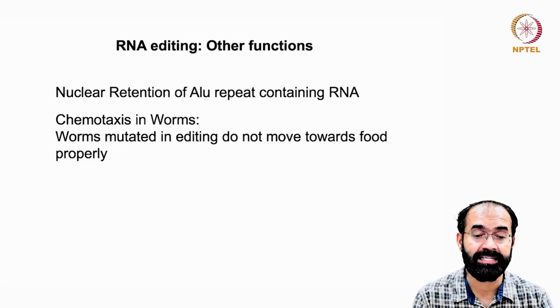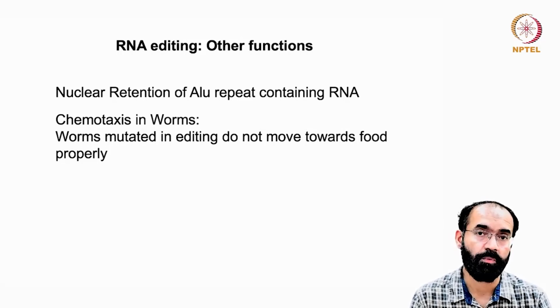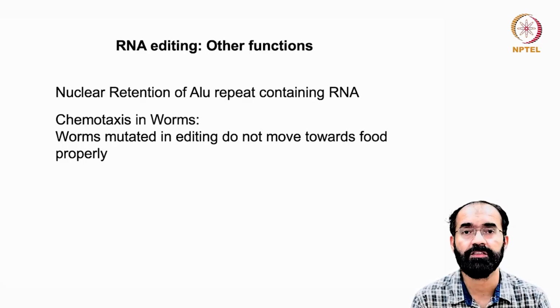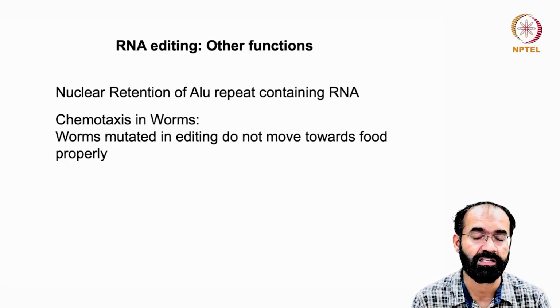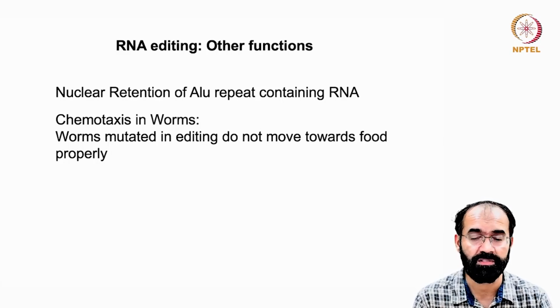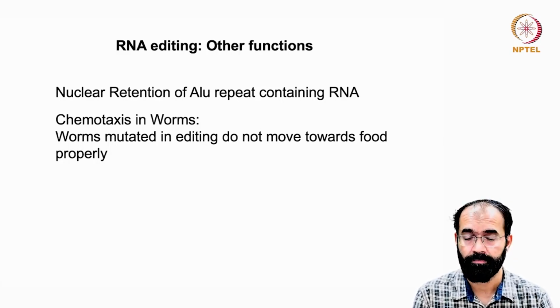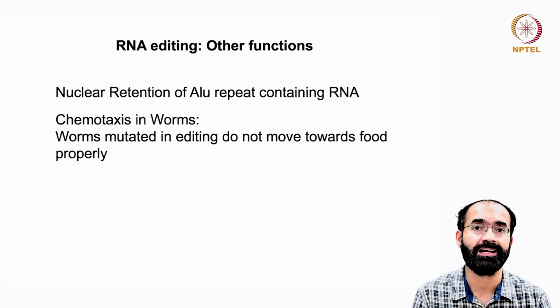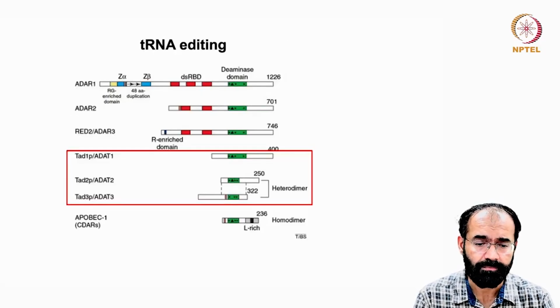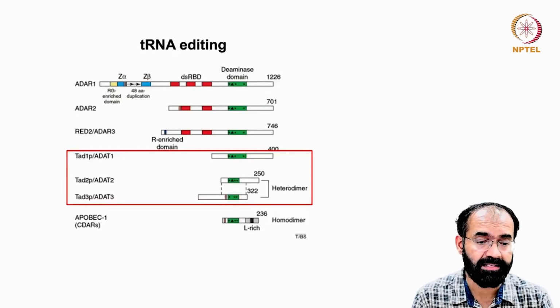Worms mutated in editing do not move towards food properly. That means it becomes a dumb worm. It is basically useless. It can also become a life or death situation, because if a worm is not able to find its food in natural conditions, I don't think this worm will be able to make a good living, or even survive. It is almost like a lion unable to recognize buffalo or deer. So who will give food to the lion? So this is very important: if RNA editing functions are defective, the animal suffers. Let us see another example.